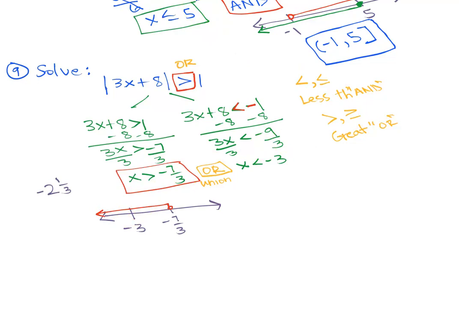And then we have x is less than -3. So -3 again has an open circle on it, and stuff less than it goes this way. So what will my answer be on this? Remember, it's an or statement. So what are we looking for?